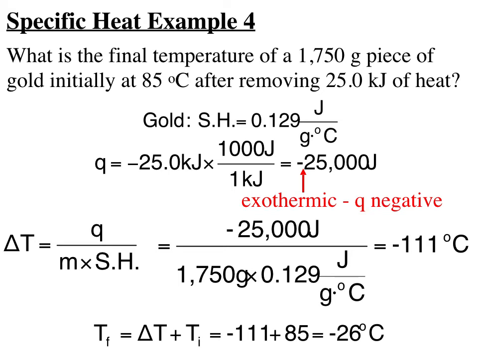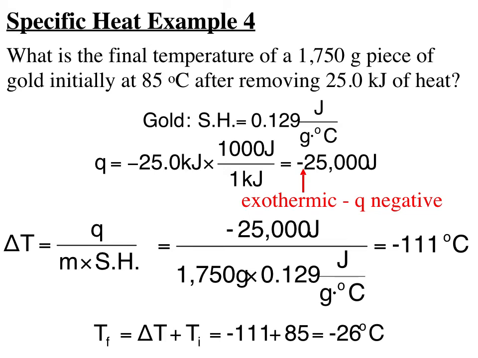Also, since the problem says I am removing the heat, removed heat is a negative Q. And the Q was not given to me as negative, but the statement of the problem tells me it must be negative. So I need to put a minus in front of my 25 kilojoules because the heat is being removed. It is exothermic. So when I convert that into joules, that's minus 25,000 joules. Then I rearrange the formula, solve for delta T, plug in my Q, mass, and SH values, and I get a change in temperature of negative 111 degrees C.